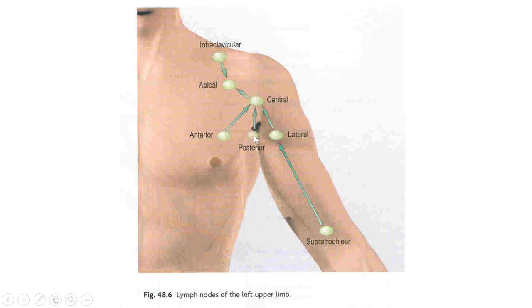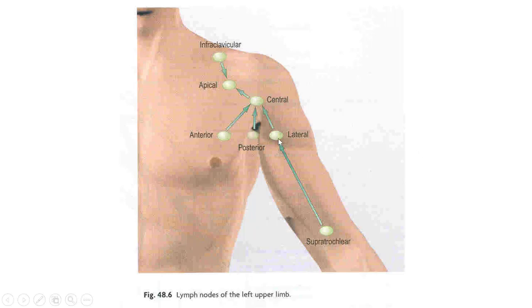The posterior group of nodes lies along the subscapular vessels, on the posterior fold of the axilla. They receive lymph from the posterior wall of the upper half of the trunk and from the axillary tail of the breast.